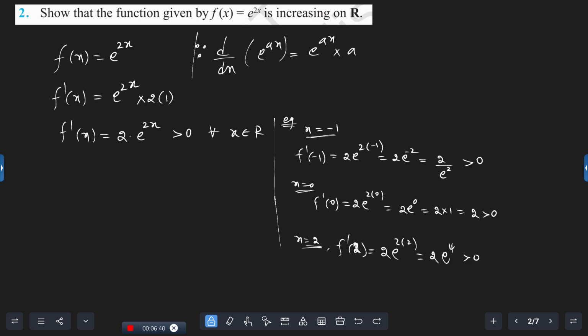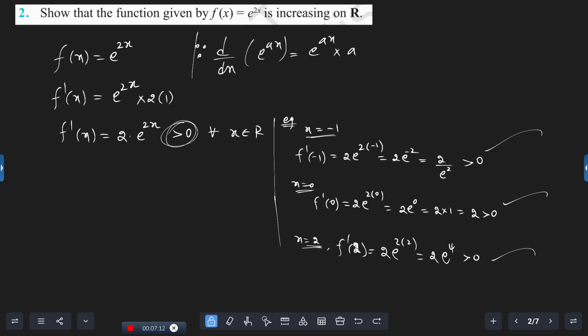Sir, what is e? Generally, e lies between 2 and 3. Sorry, equality will not come, so it lies between 2 and 3. It means 2 above, 3 below. That means it is also a positive number, not negative. e is exponential. So with the help of this, we can say that it is greater than 0 here.